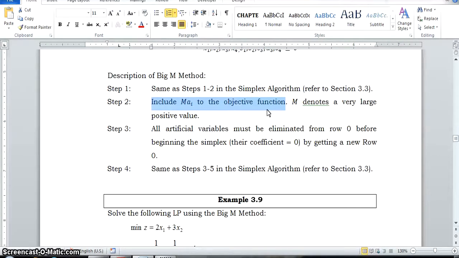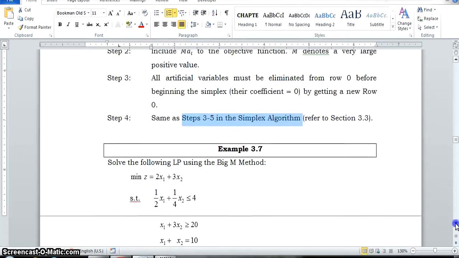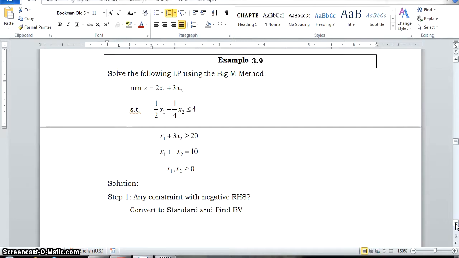Next, because each artificial variable is the starting basic variable, all artificial variables must be eliminated from row 0 before beginning the simplex. Finally, we solve the problem by the simplex method. We apply steps 3 to 5 in the simplex algorithm. Now let's solve the LP problem shown in example 3. This is a minimization problem with 2 decision variables and 3 constraints.